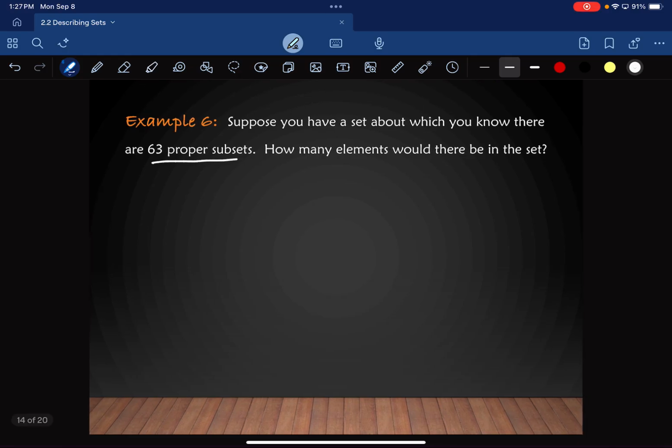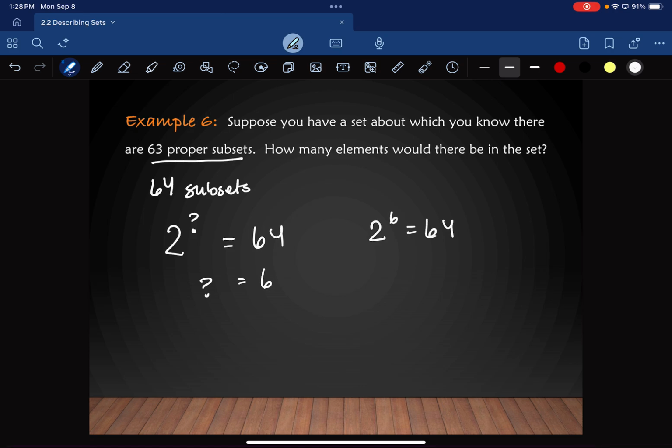If I have 63 proper subsets, how many subsets do I have? 64, okay? I'm adding 1 back in because I took 1 out when I created proper subsets. There's 64 subsets. So the question then would be, what's the power I need to raise the number 2 to in order to get 64? Do you know? It's 6. So this is supposed to be 64. My question mark, which you're welcome to put a variable in that spot, is the number 6 because 2 to the 6th is 64. So the answer would be 6 elements.